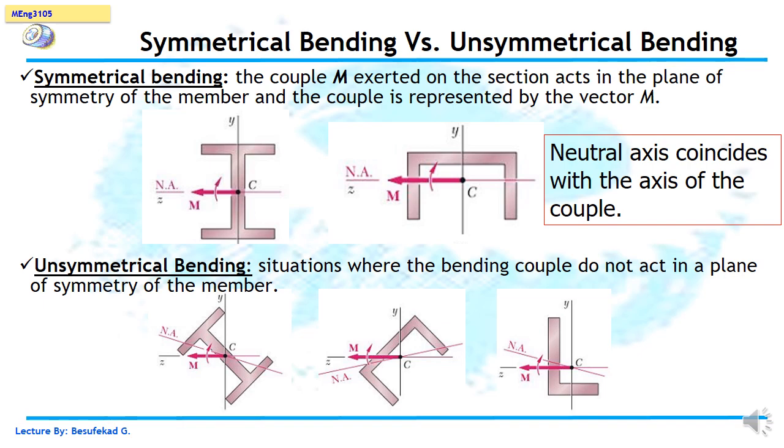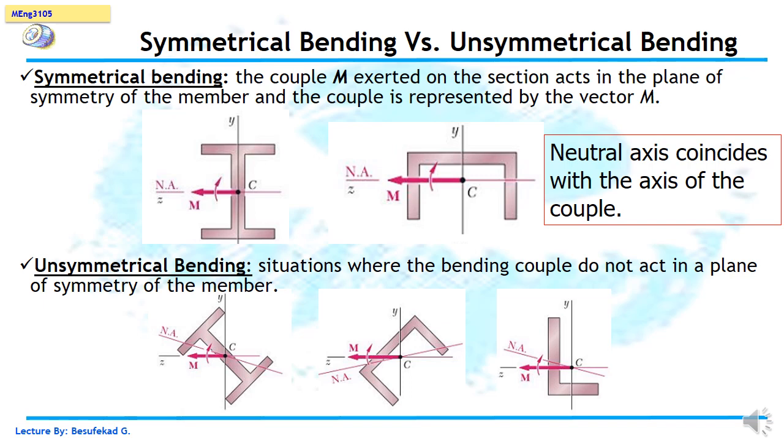Now look at the channel section, which is the figure in the middle part. We have already said that it has one plane of symmetry. But if you look at this figure, the couple M is acting on a different plane from the symmetry. Such kind of couples cause asymmetrical bending. Why are they asymmetrical? Because it's not at the plane of symmetry of the member.